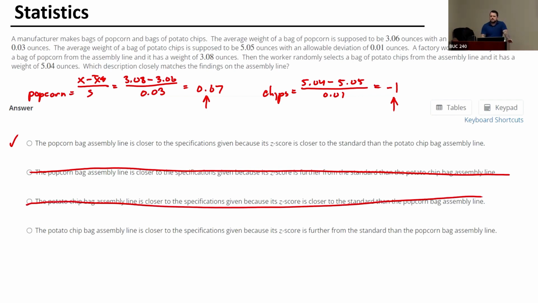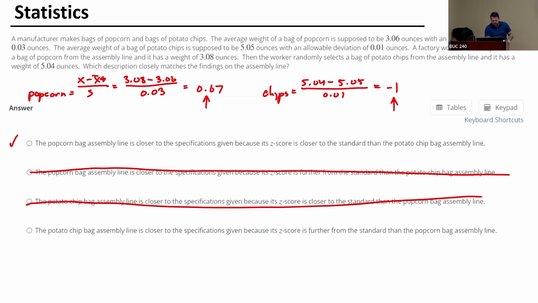Remember what the question said. The guy's gonna go grab a bag, right? And those specifications have to be where? Within this area, right? They can't go outside of it. So do we want something that's further? Does that kind of help you see what it's saying now?